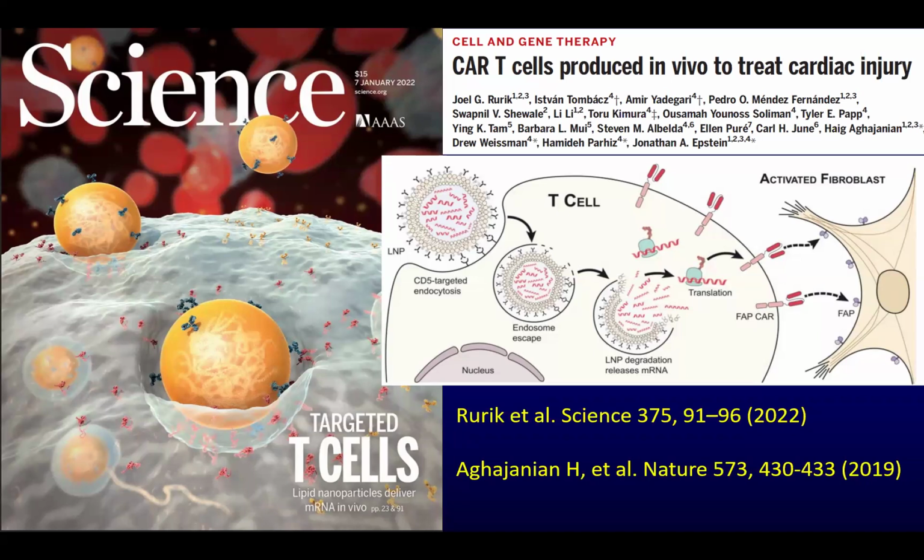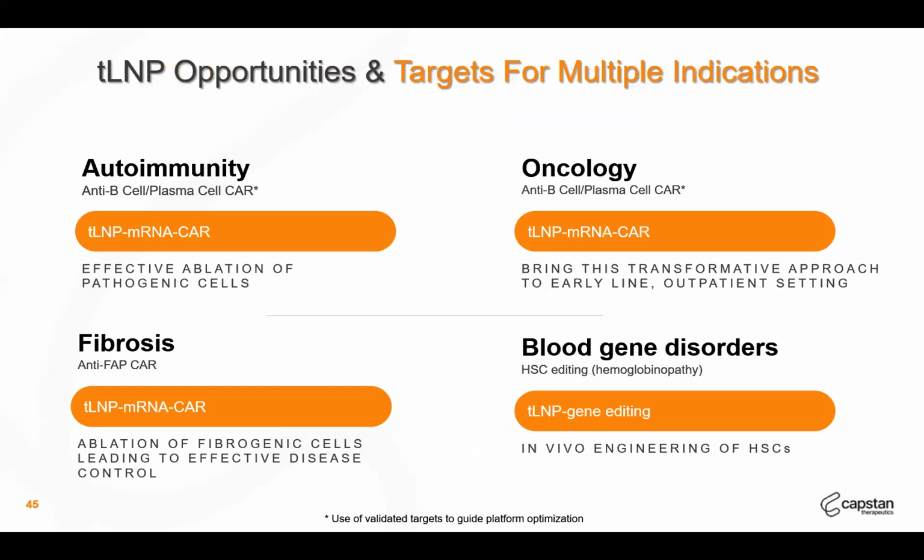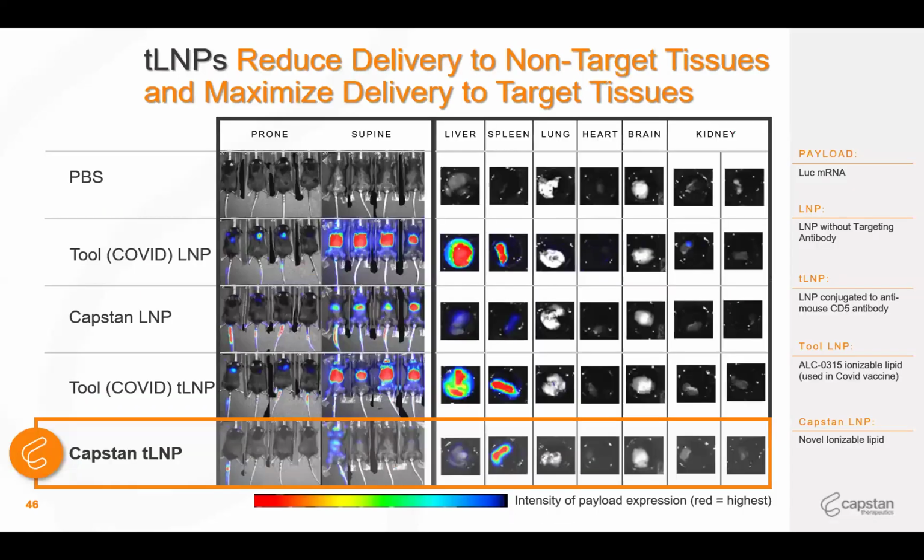Now, naked lipid nanoparticles will traffic to the liver. We do not want to have the targeting to the liver. We want to target T cells. So to do that, we're conjugating to the surface of the lipid nanoparticle an antibody that directs the lipid nanoparticles to T cells either through CD5 or CD8. So this is the lipid nanoparticle. It's a proprietary lipid formulation, a targeting antibody, and RNA payloads. And you can think of different approaches in oncology, in autoimmunity, in fibrosis, or blood-brain disorders.